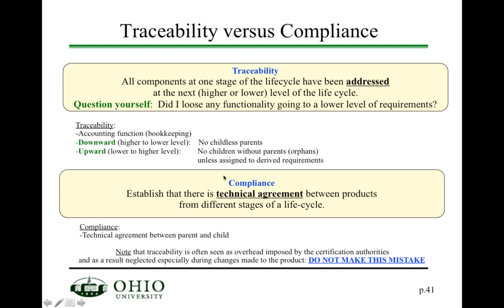Traceability shouldn't be mixed up with compliance. Compliance means that two requirements at different levels, different stages of the life cycle, are in technical agreement. Okay. In a lot of cases, these two are mixed up.